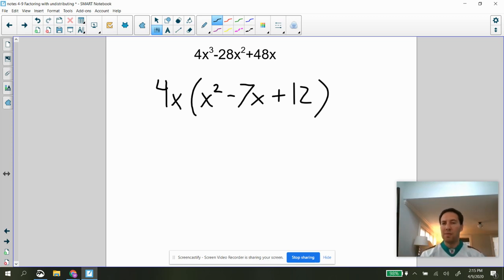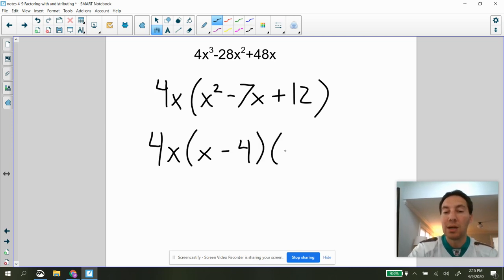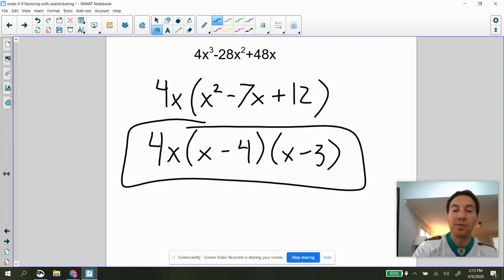And are we done? Can we factor that more? Yeah, that trinomial factors. So we would find two numbers that multiply to positive 12 but add up to negative 7. That's going to be minus 4 and minus 3. And that is fully factored.